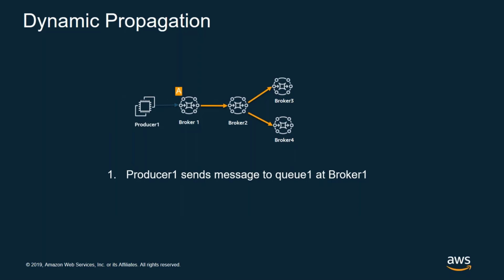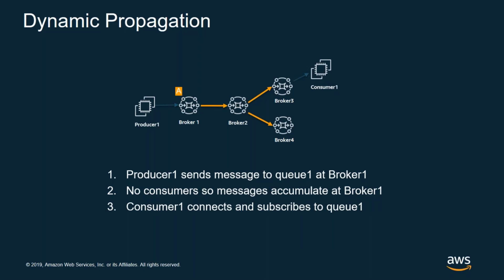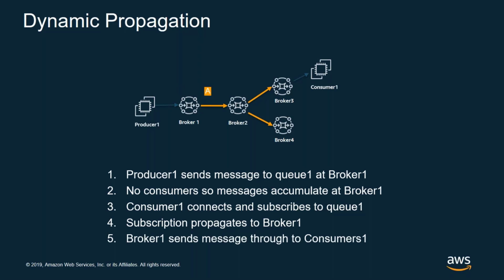So let's consider a producer that sends a message to Q1 at broker 1. There are no consumers in this network, and broker 1 knows nothing about a consumer, so the messages start to accumulate at broker 1. Now a consumer connects to broker 3 and subscribes to messages at Q1. What happens is that the subscription passes through the network, traveling through every hop and informing every broker that they need a subscription to Q1. So now broker 1 knows that the message is required at broker 2, and it passes it on to broker 2.